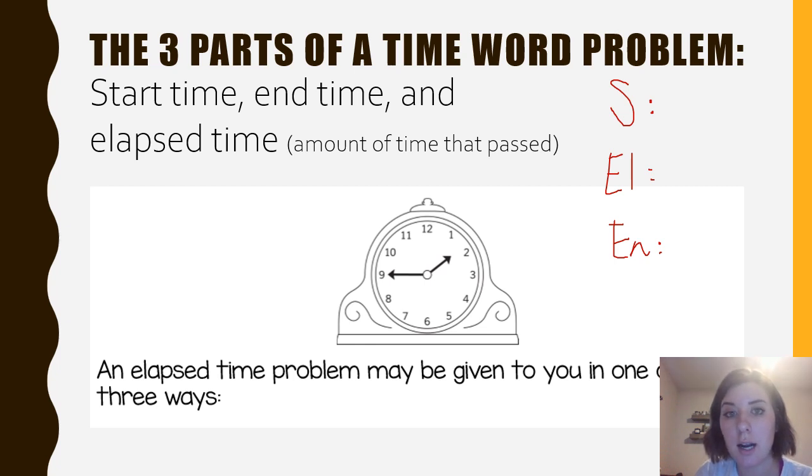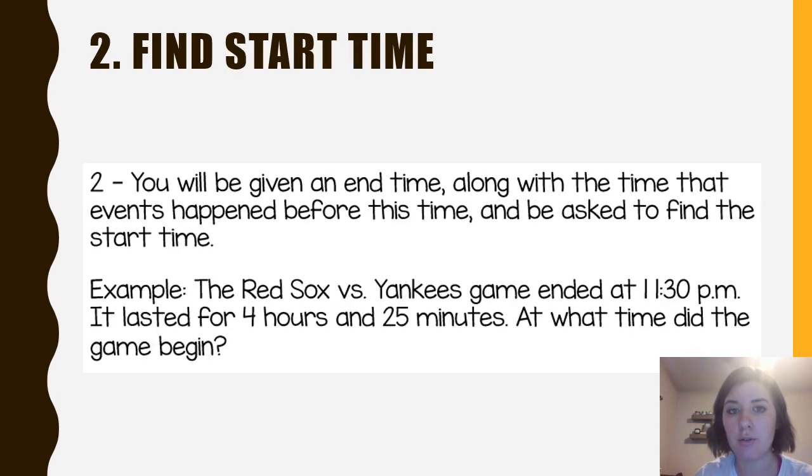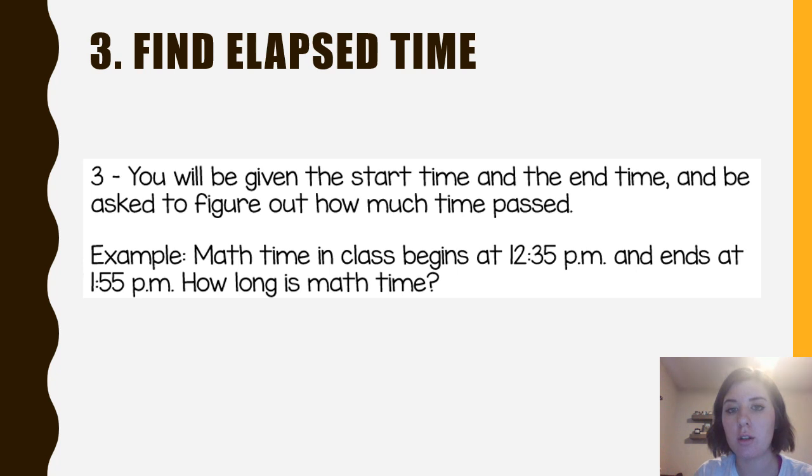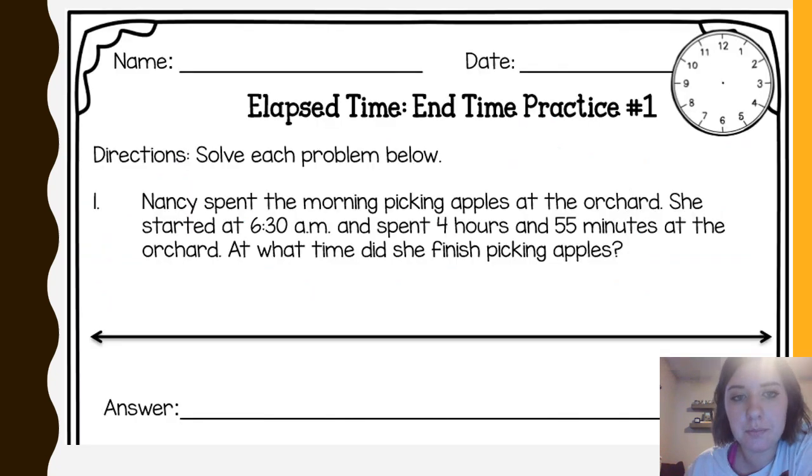A good strategy that I use is to write this for start, elapsed, and end, and then fill it in order to organize your information. So you might be solving to find the end time, solving to find the start time, or solving to find the elapsed time. We're going to start by using the strategy of a timeline or a number line. You can call it either one.